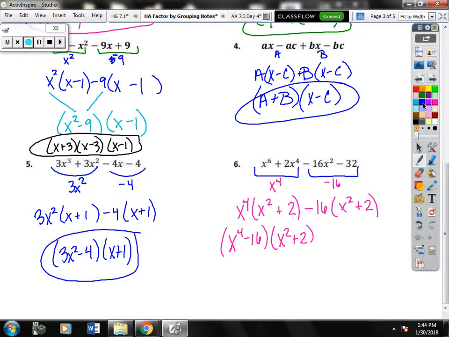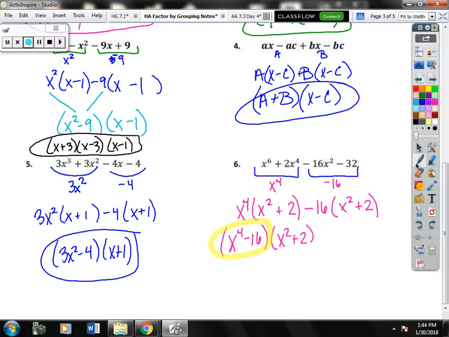You're not done. Oh, yeah, you take the x to the 4th minus 16, and the factor of that, right? You're close. Okay. Normally, if it was just x squared minus 16, right, we would do x plus 4, x minus 4.